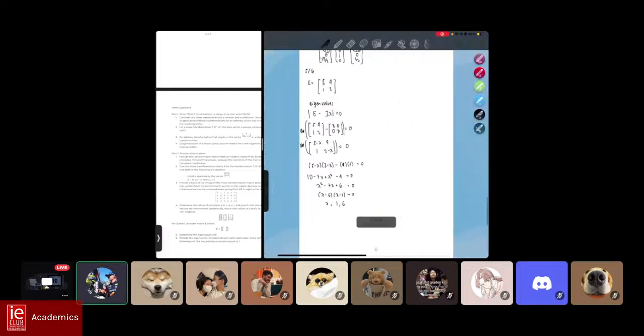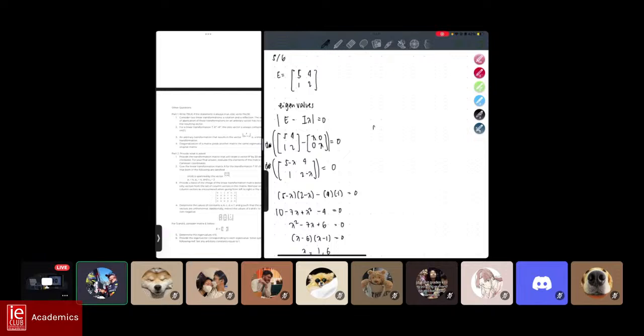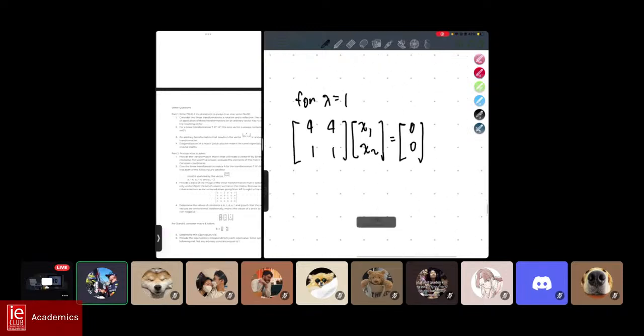So now we can plug them in as per usual. So for lambda equals 1, let's just reuse this. 5 minus 1, 4. So 4, 4, 1, 1 times x1, x2 equal to 0 vector. Dapat. I'm not sure how much they will be strict with this, but let's just practice good habits na rin.